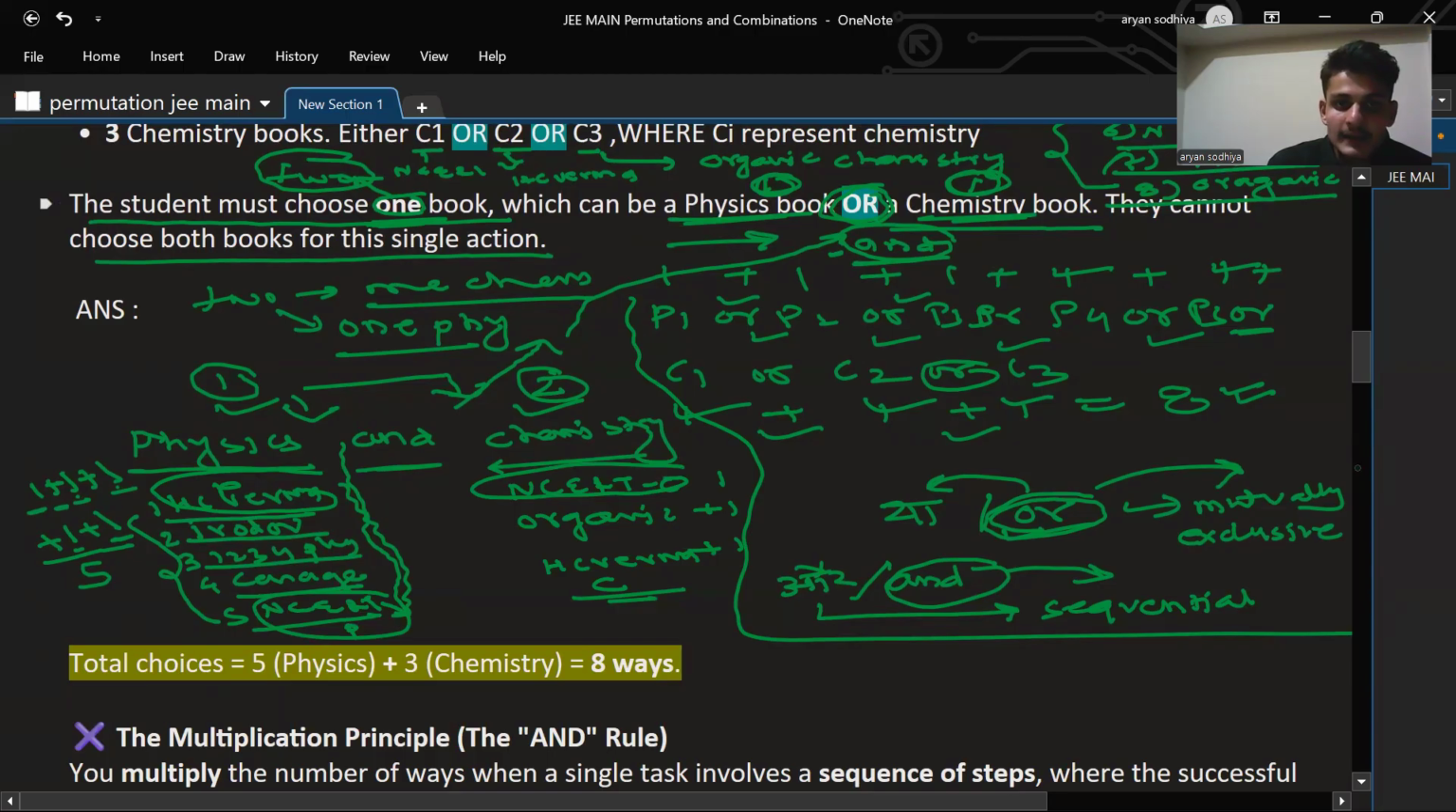Now here "and" is there. So this event is completed, selecting one physics and one chemistry. To complete the whole task, we need to multiply because "and" is there. So we need to multiply both of them, and we multiply these ways, 5 into 3. So there are 15 ways.